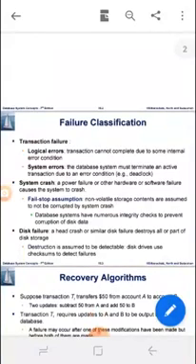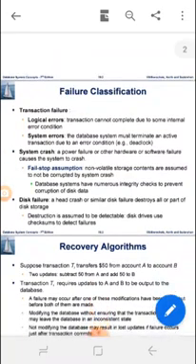The first one is transaction failure. In a transaction, logical errors and system errors occur. Logical error means what? If the transaction cannot complete due to some internal errors, that is called a logical error. A system error means the system must terminate an active transaction due to an error condition. This is called a system error.